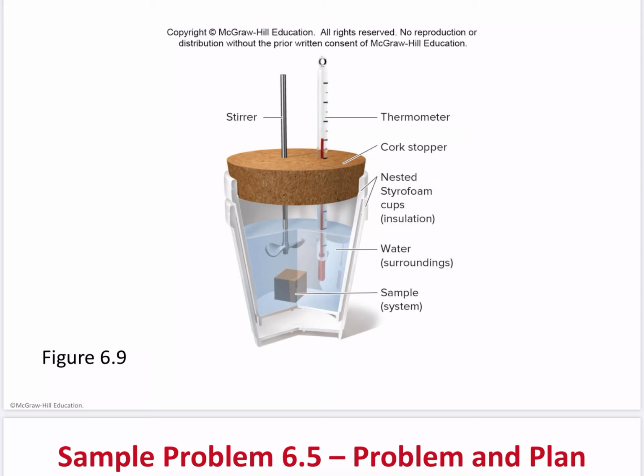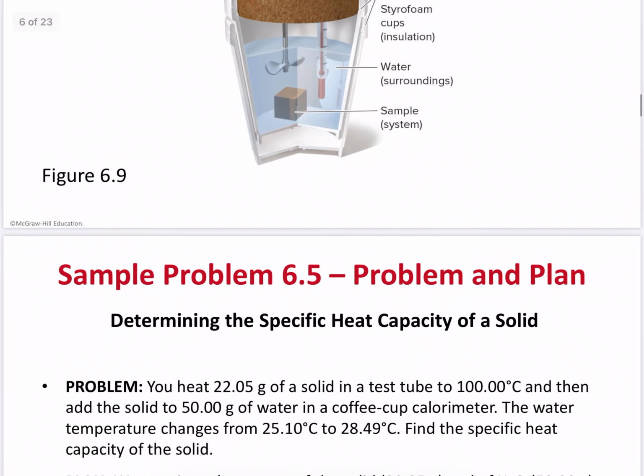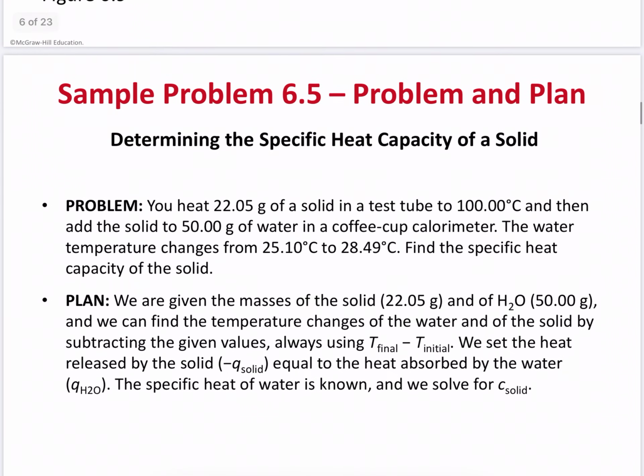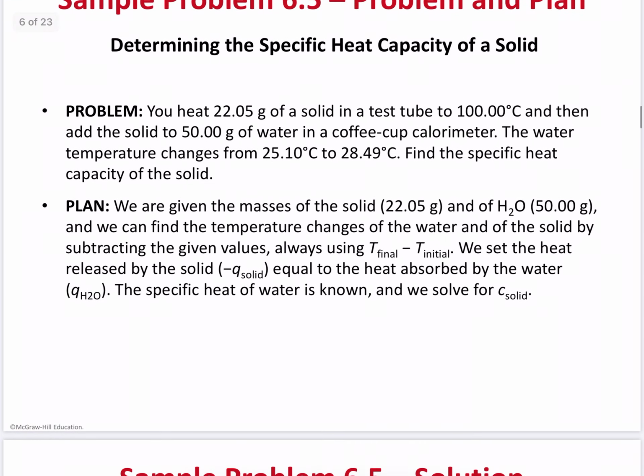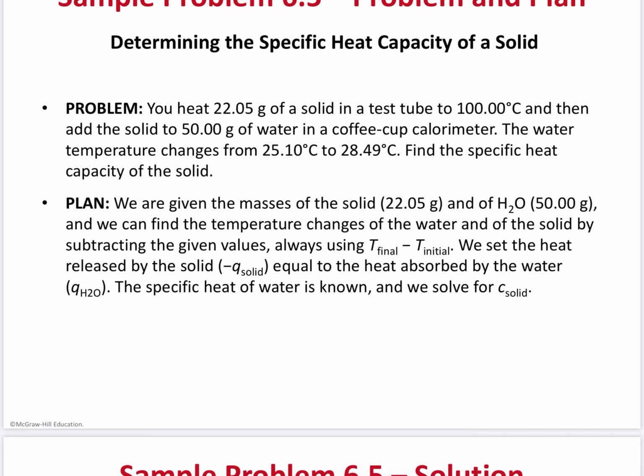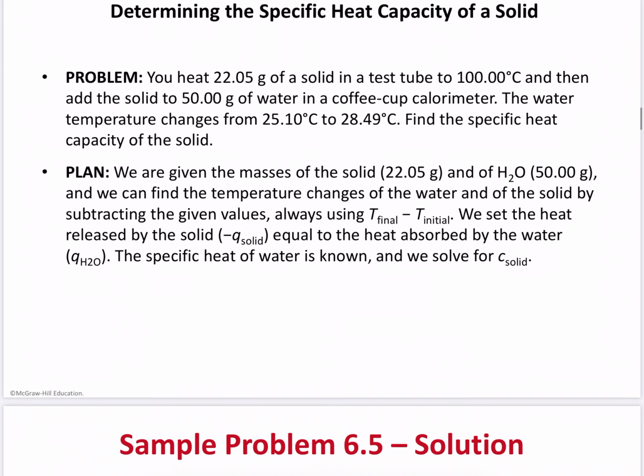Okay, so how are we going to use a coffee cup calorimeter to find out the specific heat capacity of a metal sample? Let's look at that with this problem. Determining the specific heat capacity of a solid. You heat 22.05 gram of a solid in a test tube to 100 degrees Celsius.